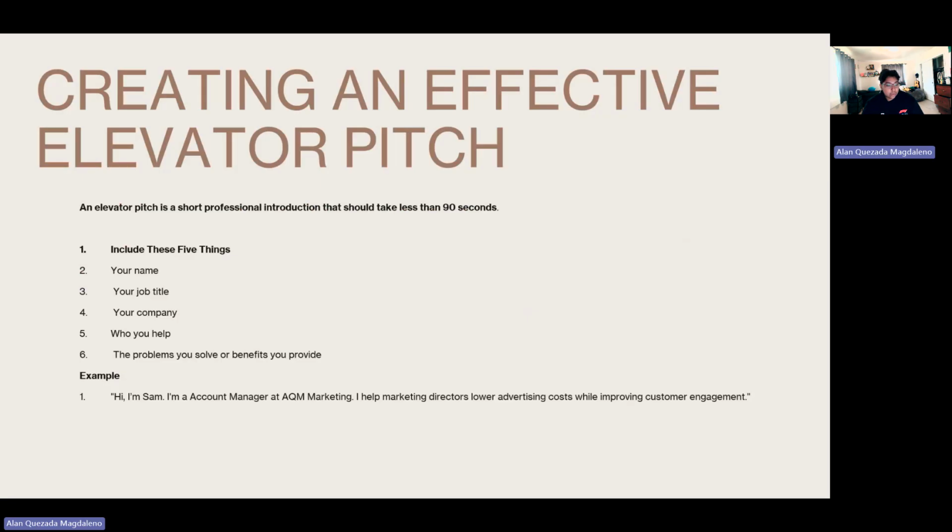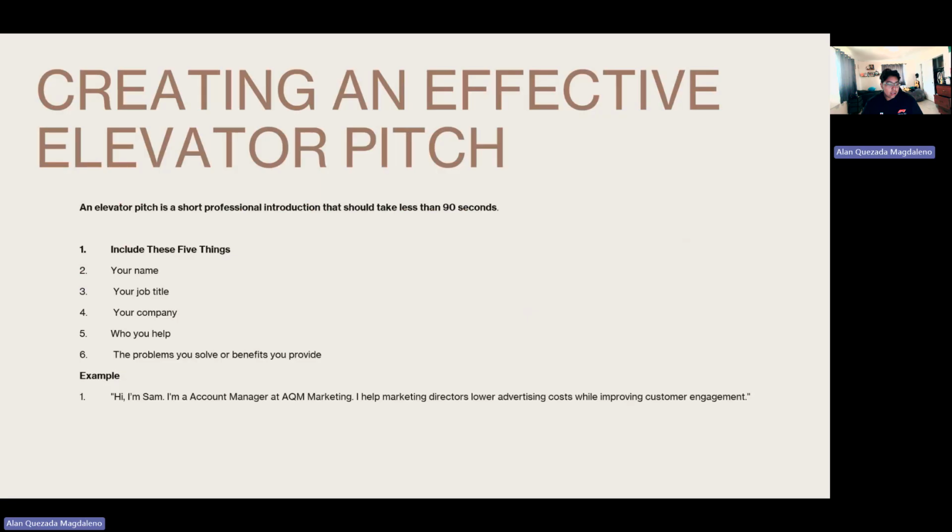First, you introduce yourself and give your name. Next, you say your job title. After that, you say the company you work for. Next, you explain who you are trying to help or how you're going to help. And the last one would be the problems you solve or benefits that you're able to provide.